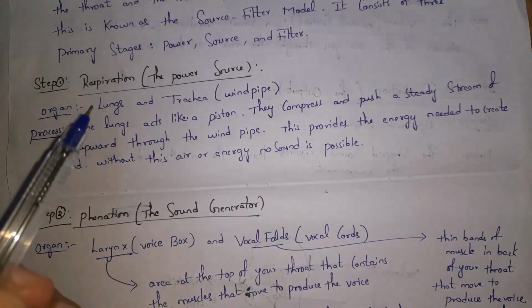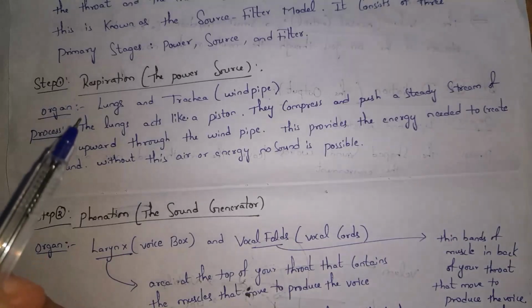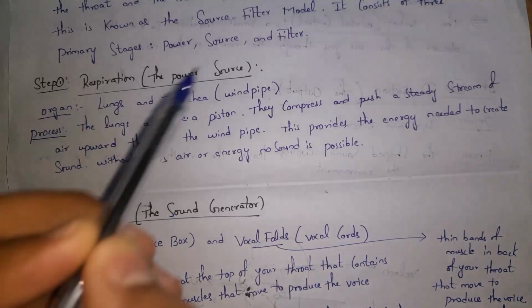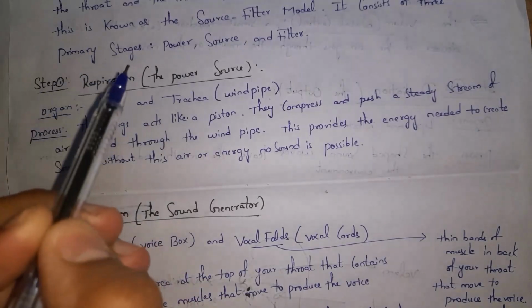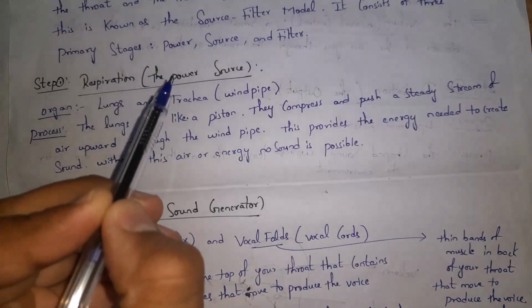Guys, how speech will come out from our body? Total there are three stages. And the first one is power stage. We also call it as respiration stage. Total there are two organs involved. And the first one is lungs and next one is trachea. We also call this trachea as windpipe.